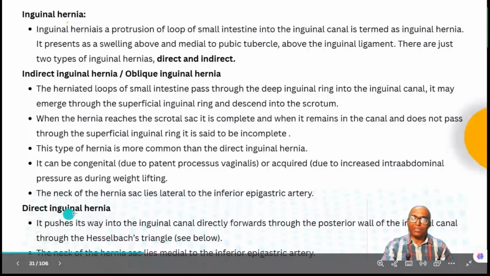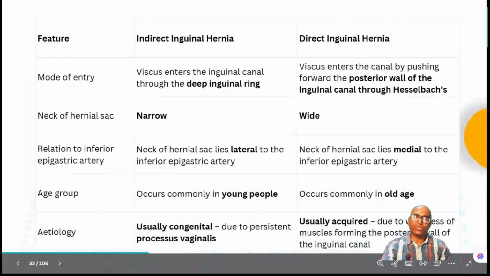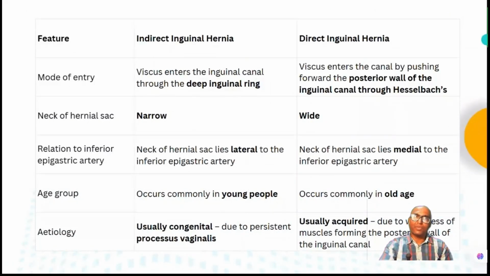So in this direct inguinal hernia, the neck of the hernia lies medial to the inferior epigastric artery, while in the indirect it lies lateral to the inferior epigastric artery. So these questions they can ask you. What is the difference between the indirect inguinal hernia and the direct inguinal hernia? Here the viscera enter the inguinal canal through the deep inguinal ring. The neck of the hernial sac is narrow. In relation to the inferior epigastric artery, the neck of the hernial sac will lie lateral to it.